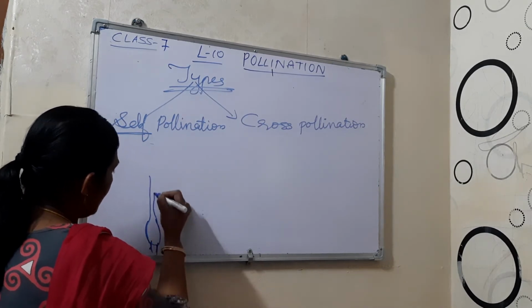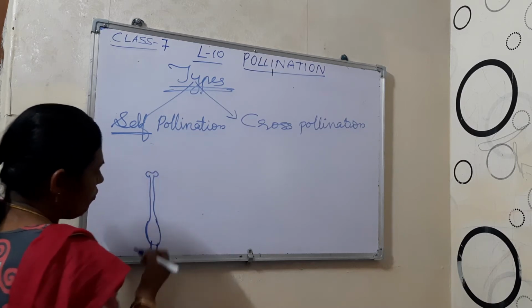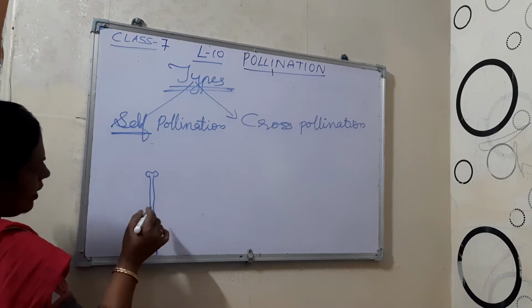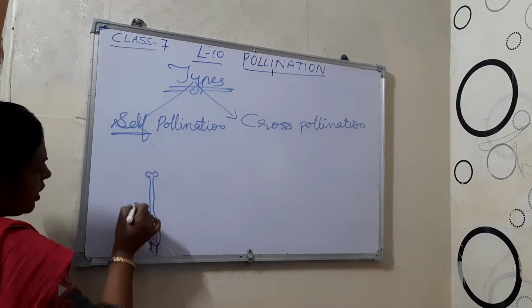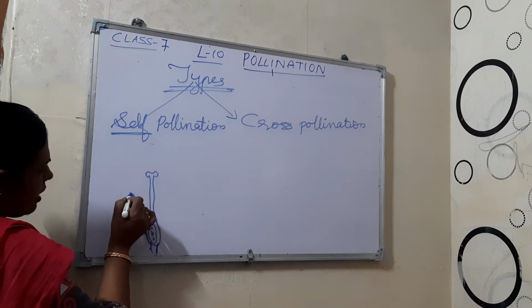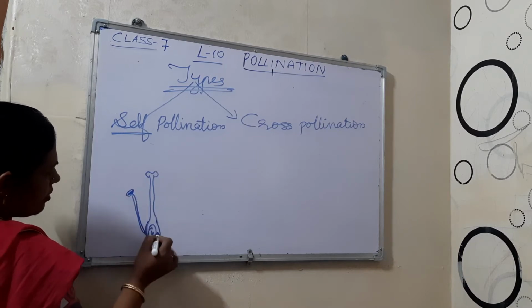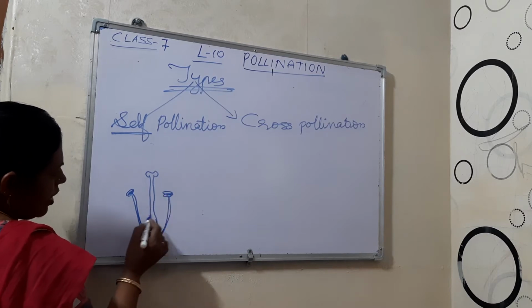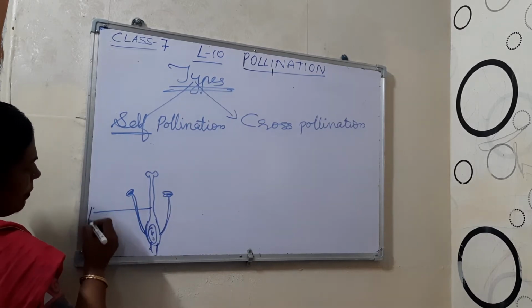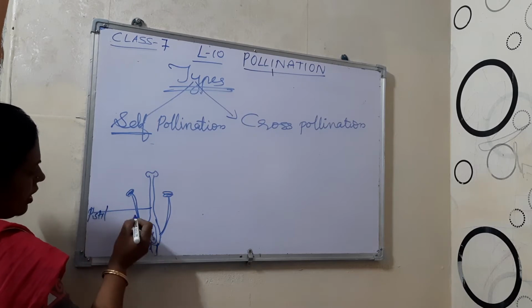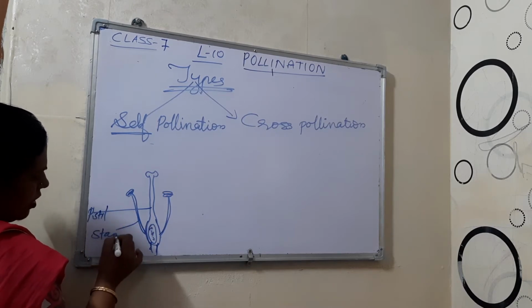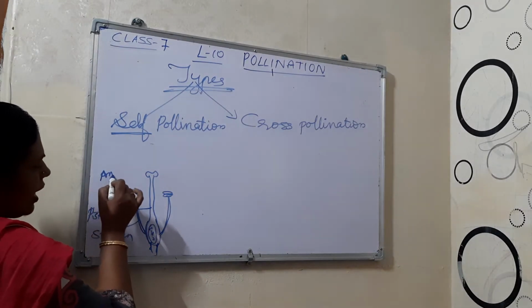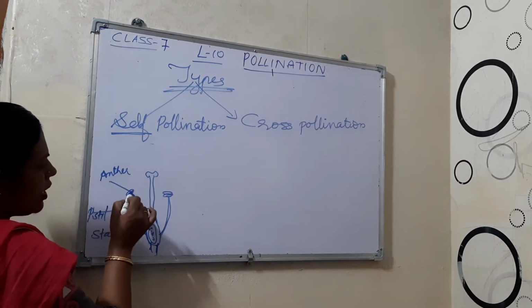This is the female organ, right? Female organ, here the X. And then from the side you can see the male organ, the stamen. This is the pistil, and this is the stamen. Now the stamen contains the anther, and the anther contains pollen grains, you can see.